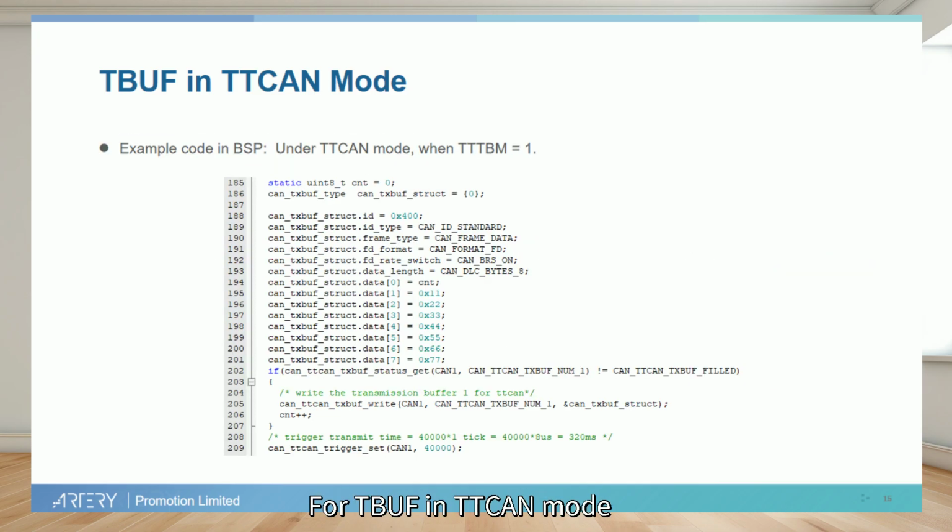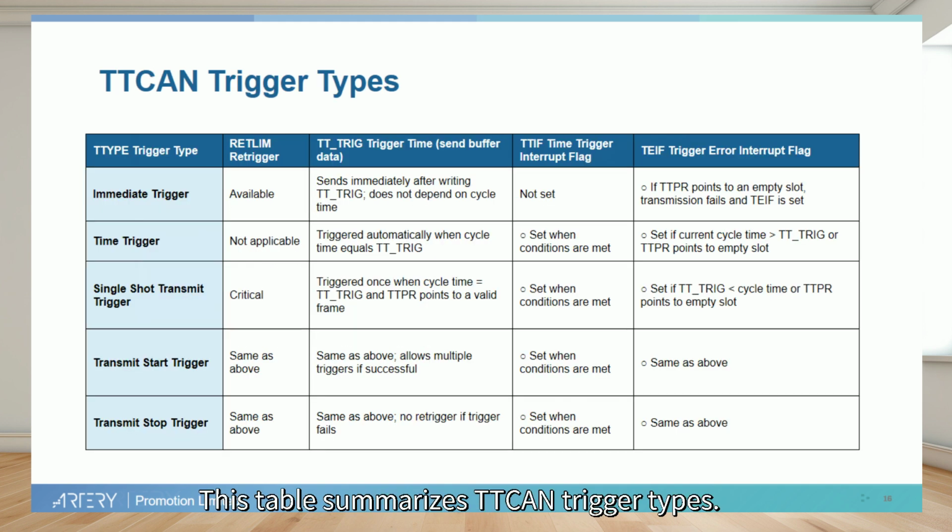For TBUF in TTCAN mode, here is an example from our BSP. First, define the data frame to send. Then call the function to write into one TBUF slot. Finally, write the trigger time to start a trigger. Upon a trigger event, data will be transmitted. This table summarizes TTCAN trigger types. There are 5 trigger types.